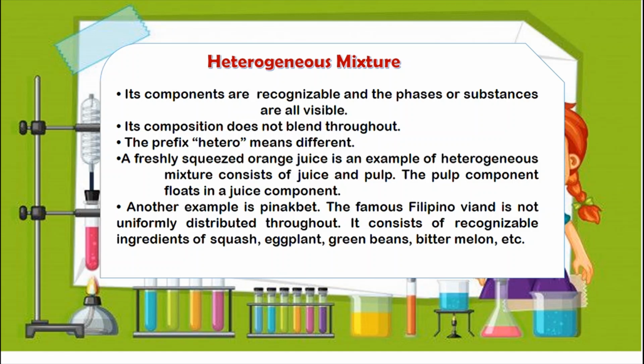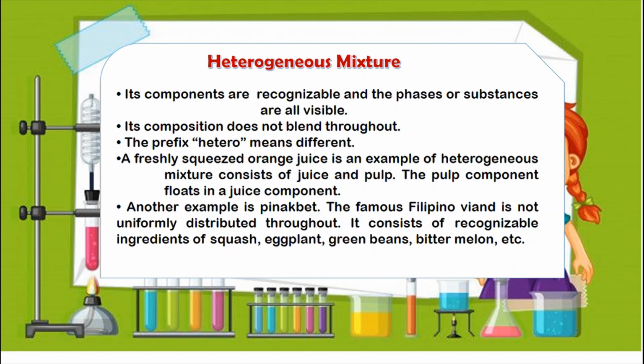A freshly squeezed orange juice is an example of a heterogeneous mixture. It consists of juice and pulp. The pulp component floats in the juice component. So when you mix orange in water, the pulp usually floats, that pulp of the juice floats in the water. So you can still identify it.